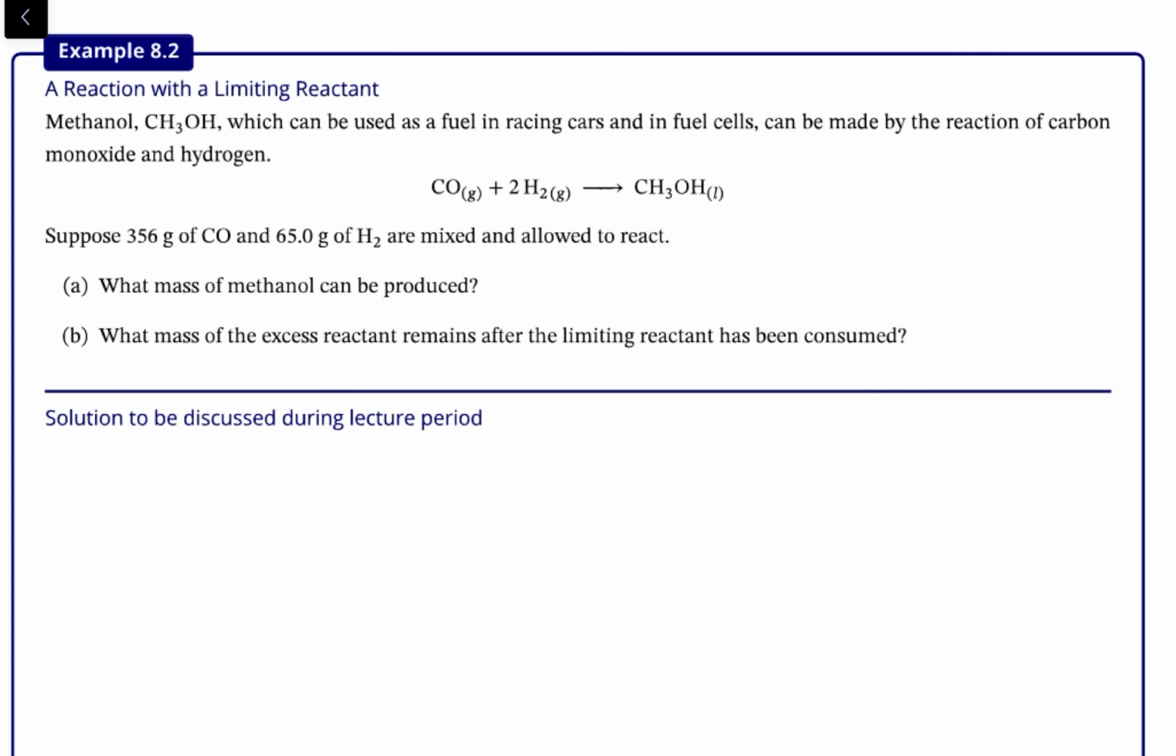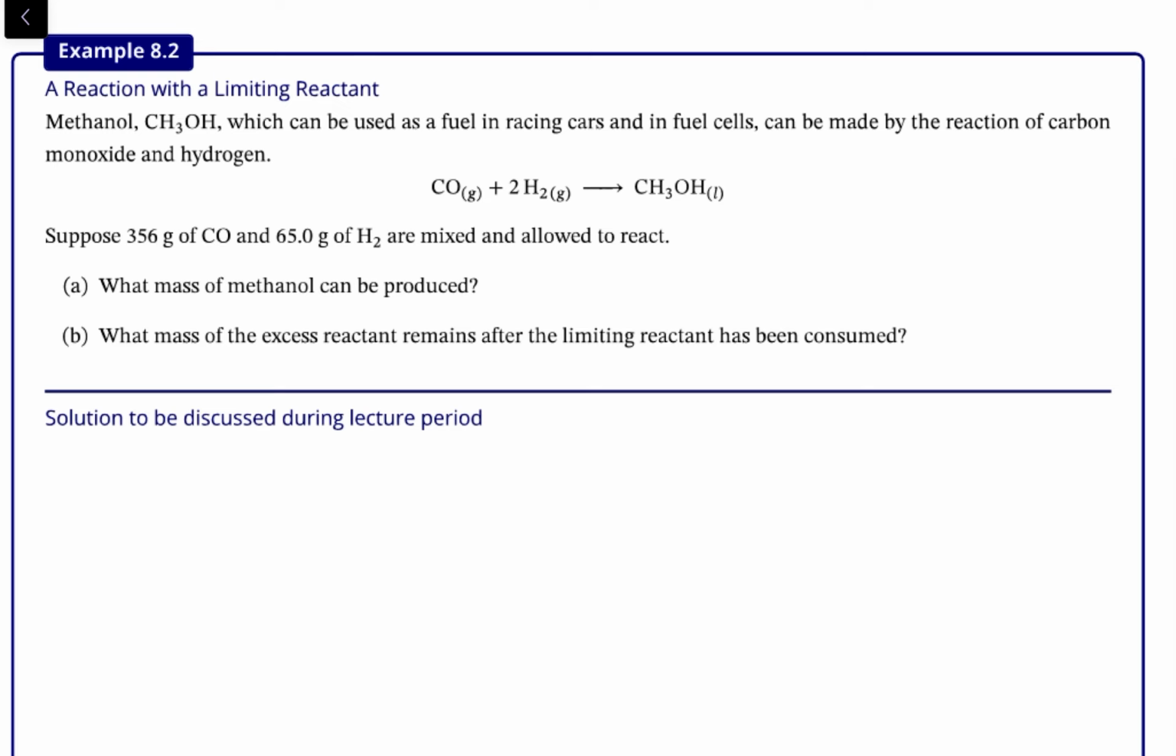All right, so in the hope that this video doesn't become too long, let's look at our example. So it says, methanol, which can be used as a fuel in racing cars and in fuel cells, can be made by the reaction of carbon monoxide and hydrogen, so CO plus H2, and there's some balancing here, gives that.